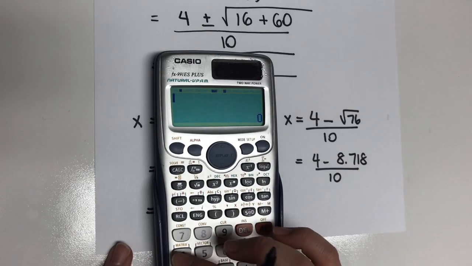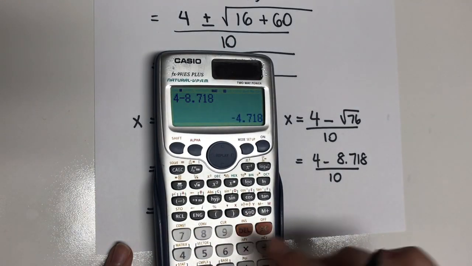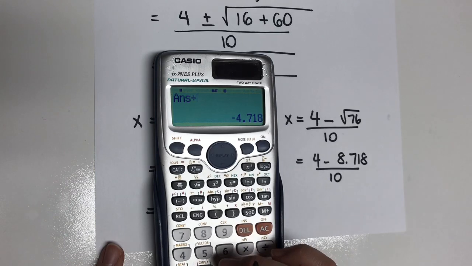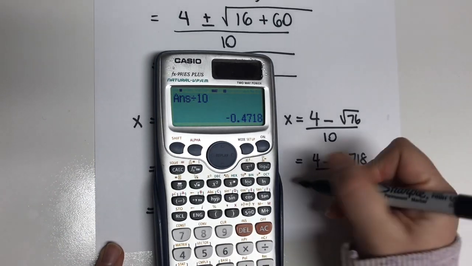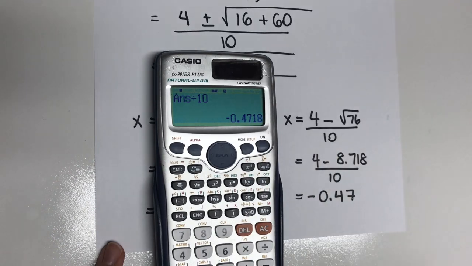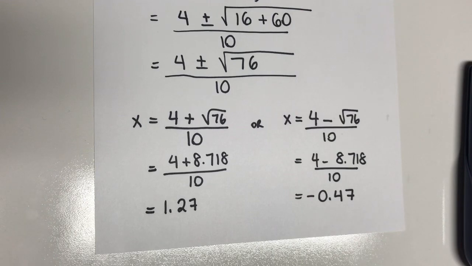And for this one, 4 minus 8.718 equals. Notice I'm pressing equals and then divided by, because sometimes if your calculator doesn't do BEDMAS properly, it might throw it off. Divided by 10 is going to give me negative 0.47. So those are my two possible, those are my two x-intercepts.